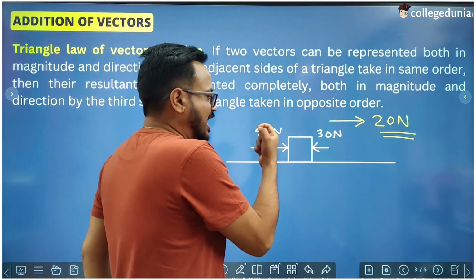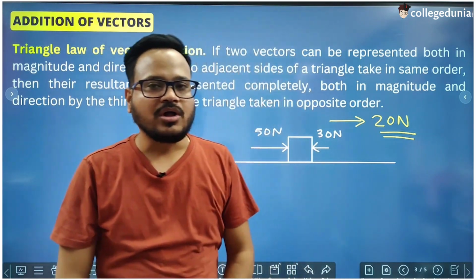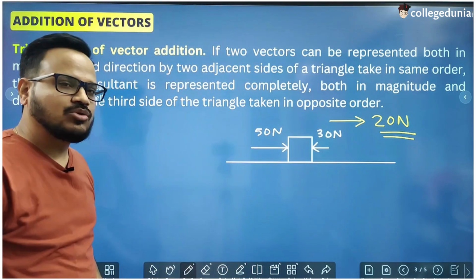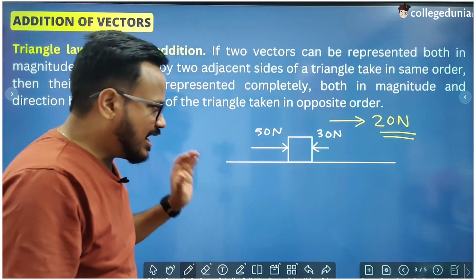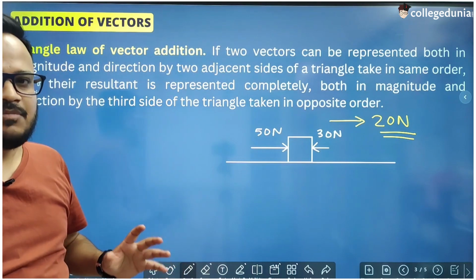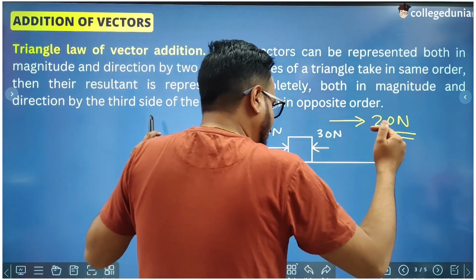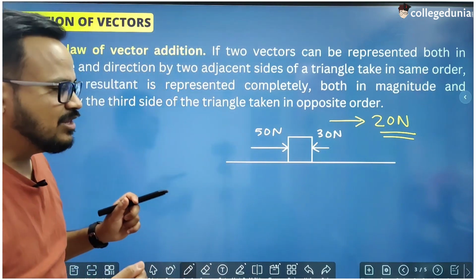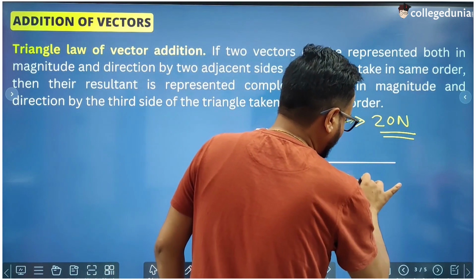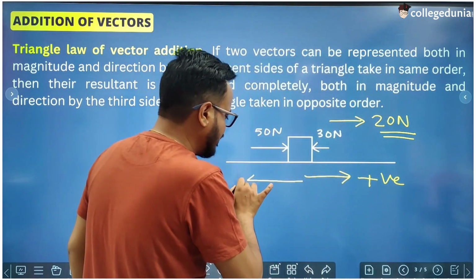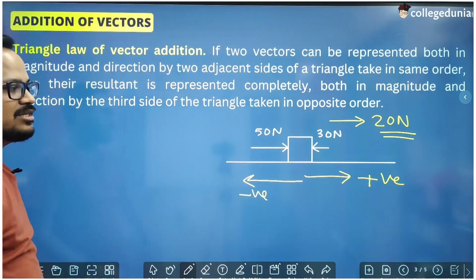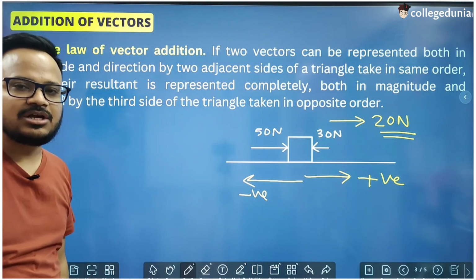Because if you simply add 50 and 30, then you are doing it wrong, because since these two are vectors, we have to take the directions into consideration, and if we take the direction into consideration, we will put the correct sign before adding. Since these two have opposite directions, we have to give them different signs. So if you take this direction as positive direction and this direction as negative direction, that is entirely up to us, which direction we want to take as positive and which as negative.